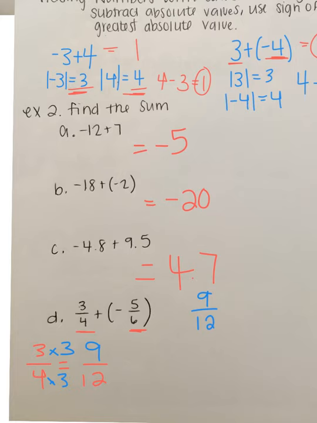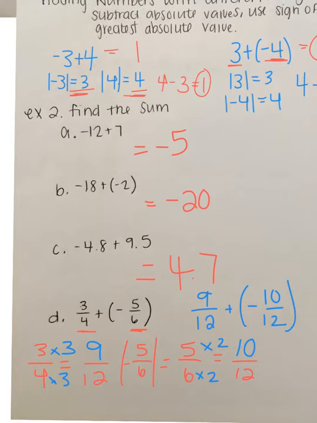Now let's do this one. If I have 5/6, because that's the absolute value, right? 5/6. If I want to make that something over 12, I'd multiply this by 2. That means I need to multiply the top by 2. So I get 10/12. So here I have 9/12 plus a negative 10/12, right?